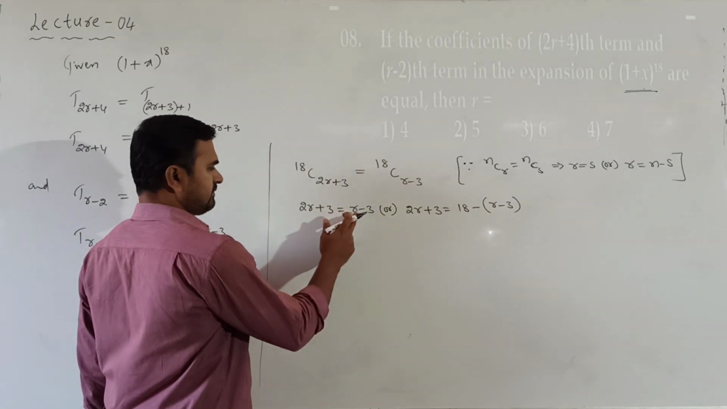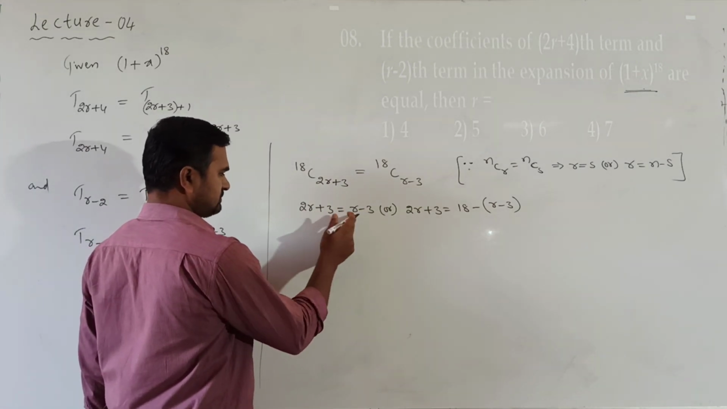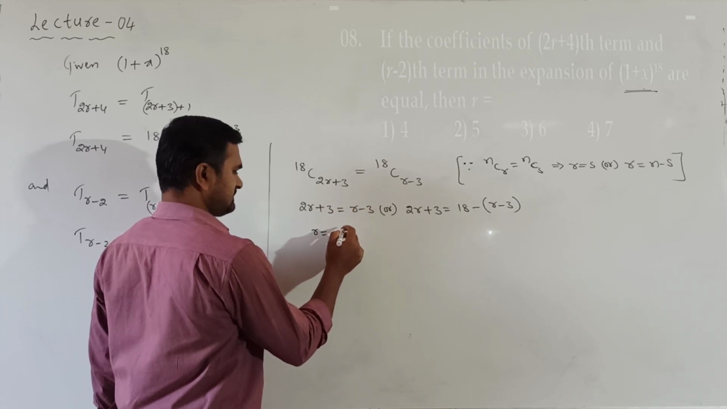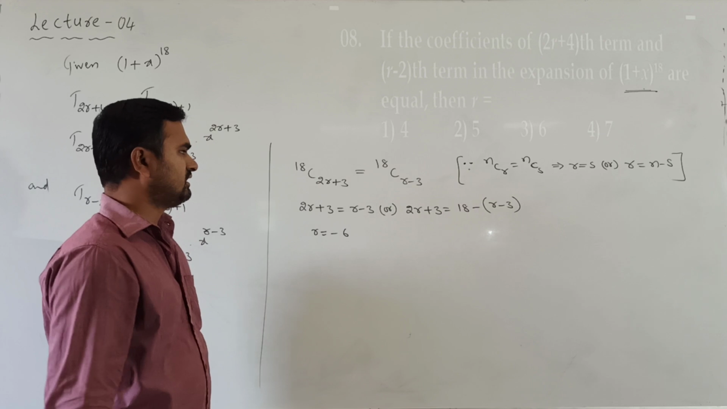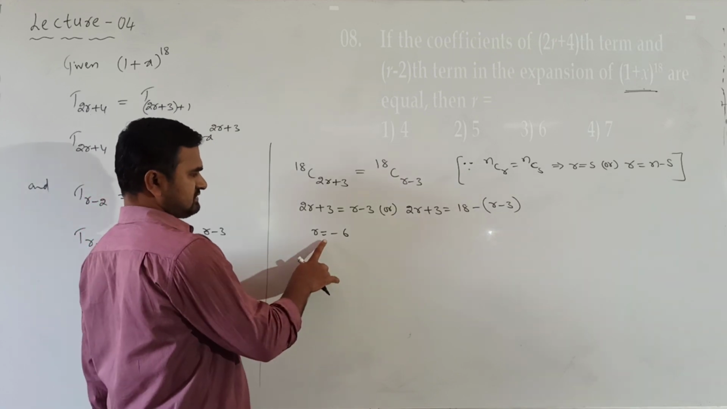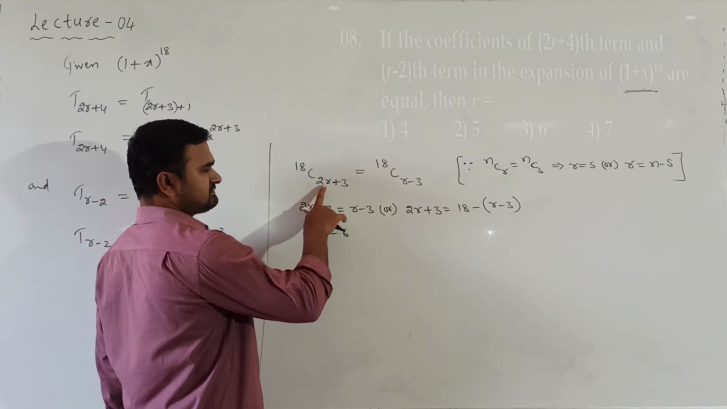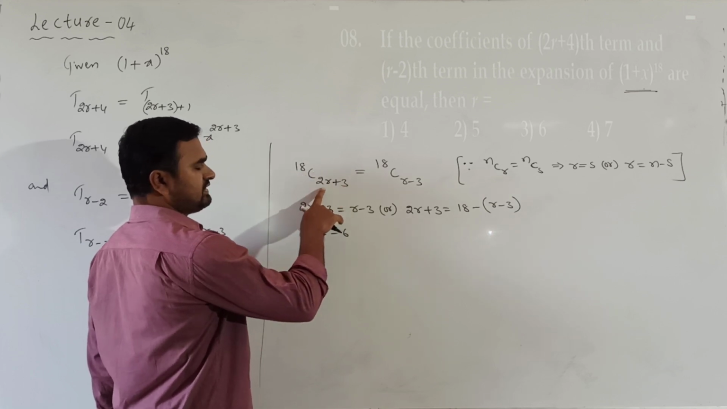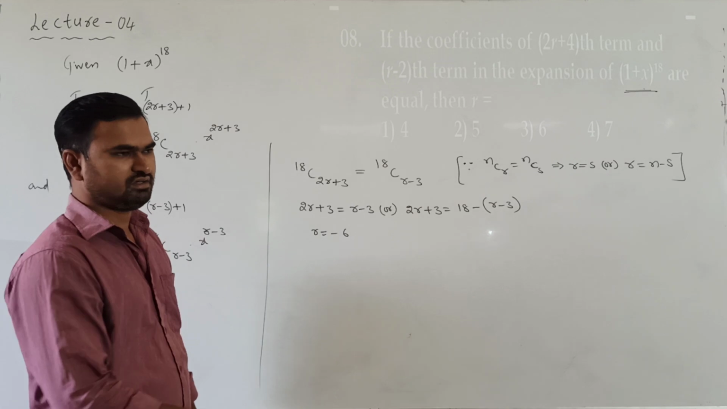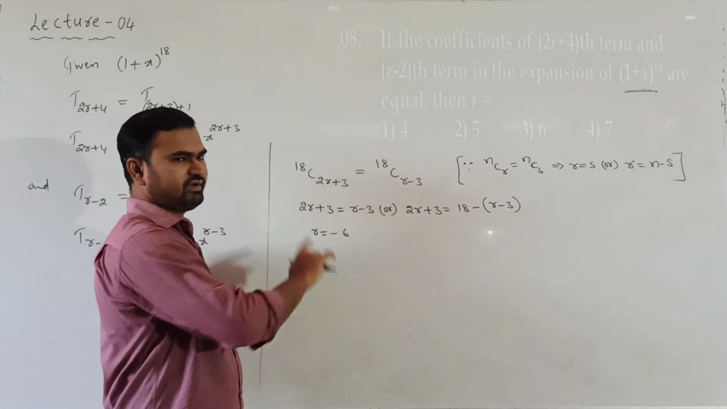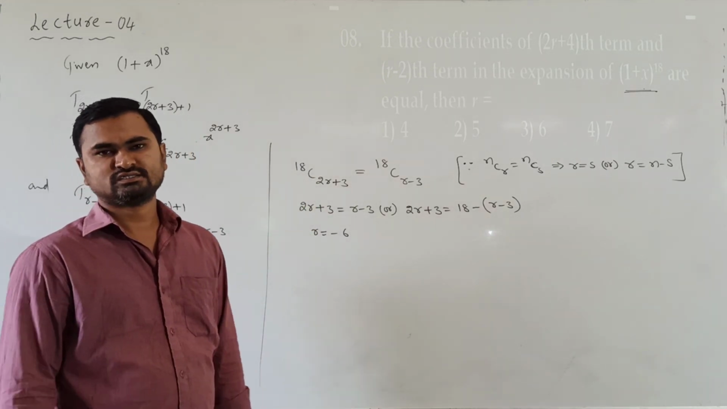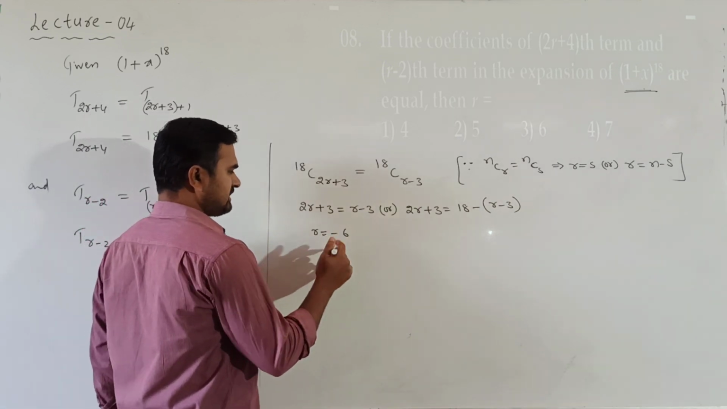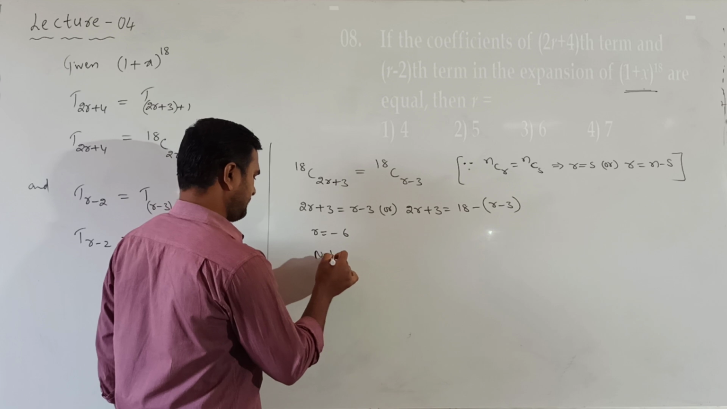Rearrange, bring r from this side to this side. So 2r minus r is r, 3 minus minus 3, so it is minus 6. Can we have r as minus 6? Observe, if r is minus 6, it means minus 12 plus 3, minus 9, and 18C(-9) is not defined, because nCr is defined only when n and r are non-negative integers. So we cannot take r as minus 6, which is not possible.